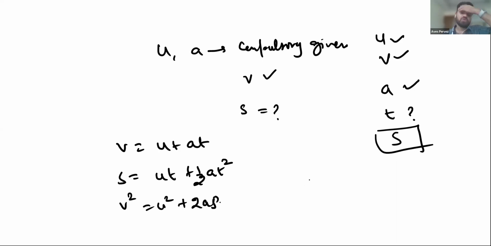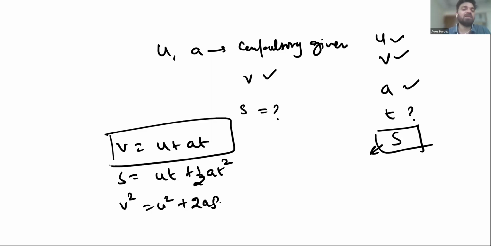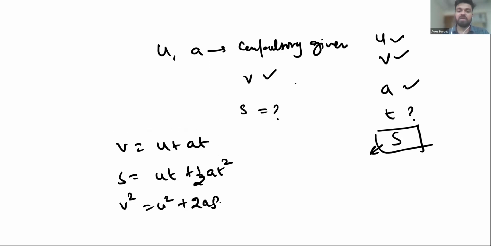So here, dear students, you need to keep in mind that S is neither given nor asked. So in which equation is S neither given nor asked? You know that in the first equation, S is not there. So you have to use the first equation for this case to calculate.